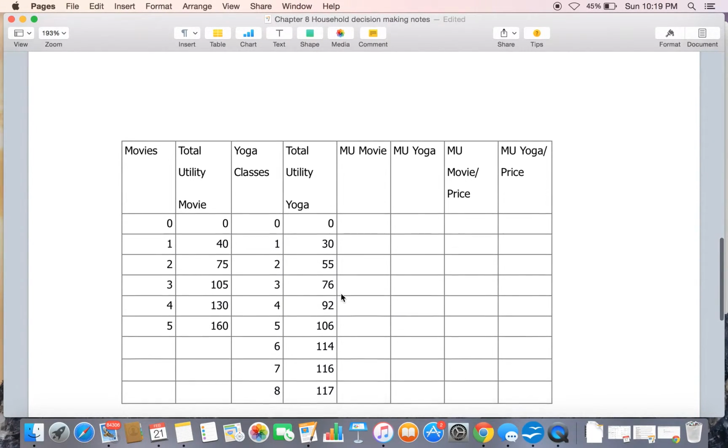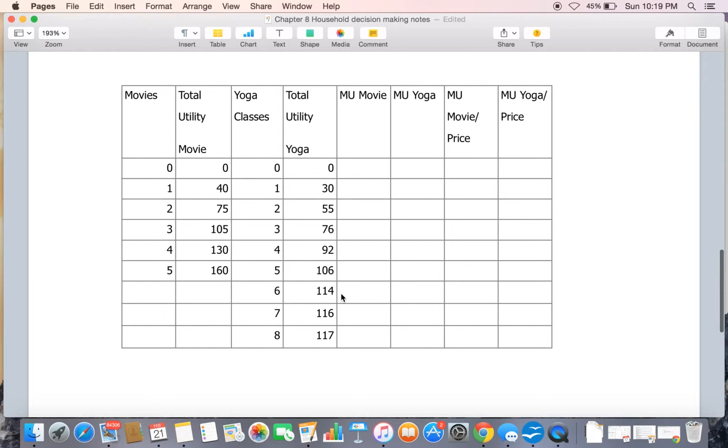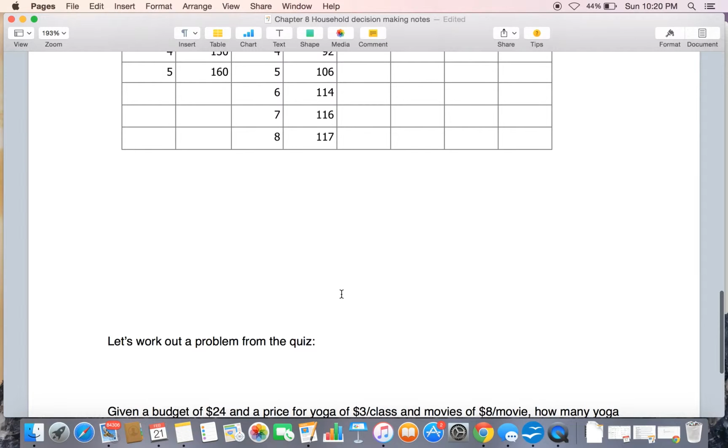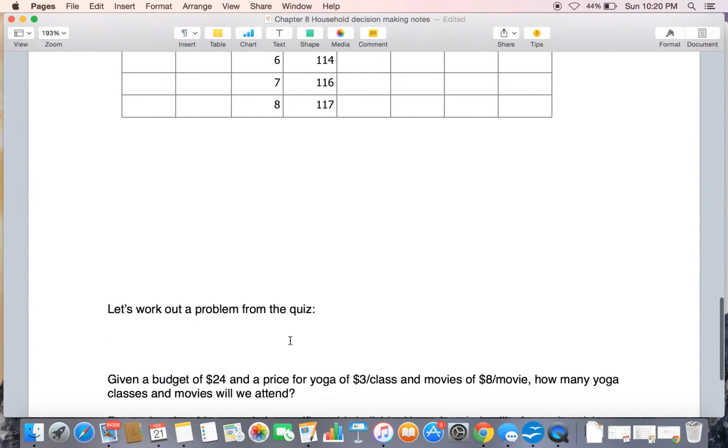So let's look at an example that was actually from your quiz. This could probably help you with the other examples in the quiz. Here what we're talking about is somebody who is either going to the movies or taking a yoga class. And we're going to assume that this person has a budget of $24 and yoga classes cost $3 and movies cost $8.